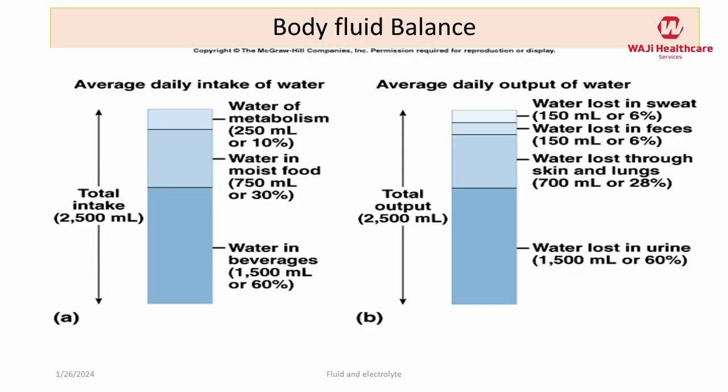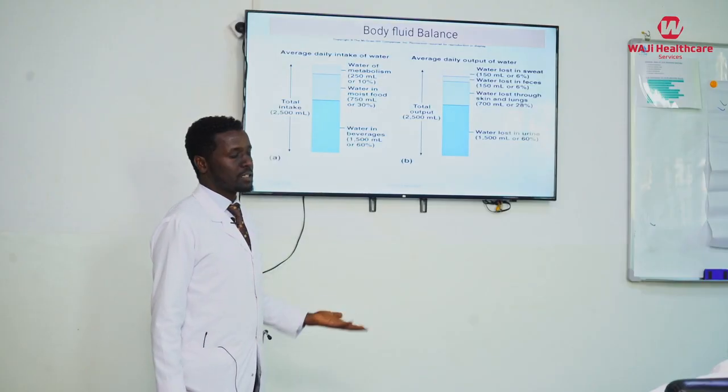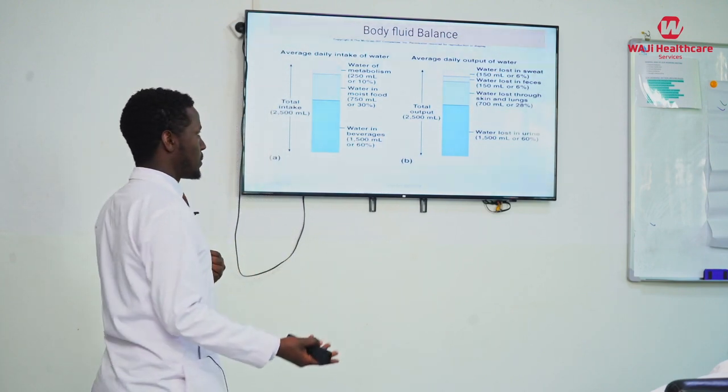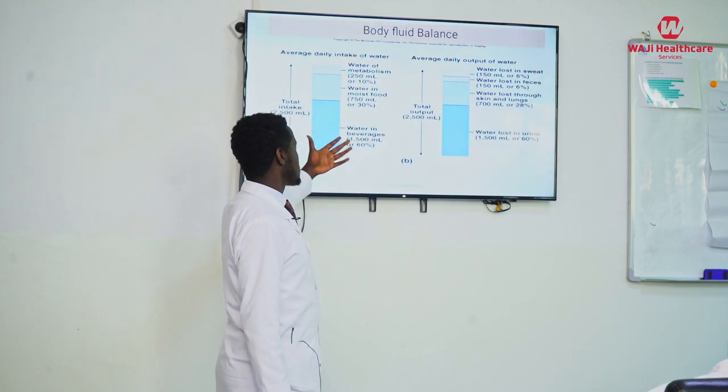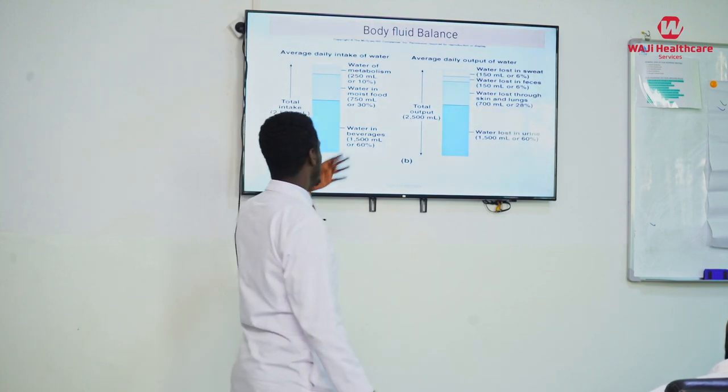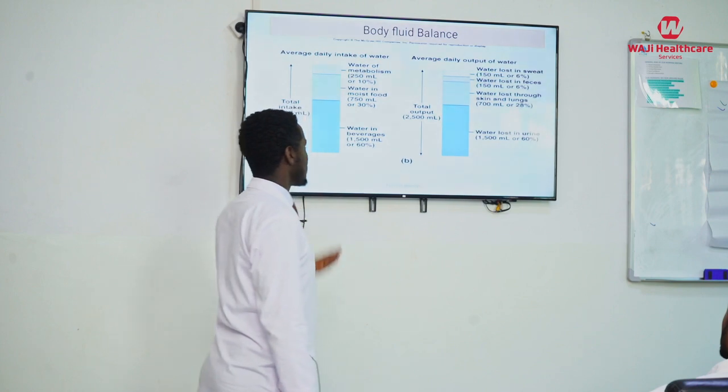So for our body fluid balance, this is how we get fluids and how we excrete fluids. Most of our water comes from what we ingest. Almost around 60% of water comes from what we drink. Still, foods, especially moist foods, contribute around 30% of our water intake. And the remaining comes from body metabolism.